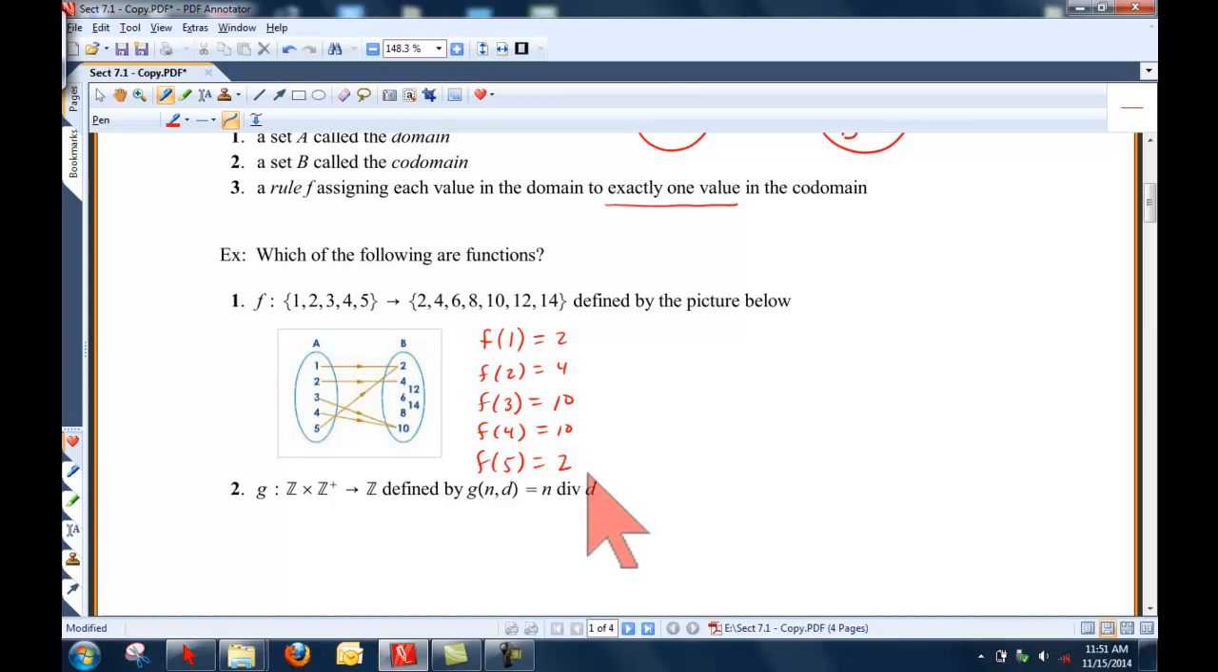Question, is it a function? Well, we have the two sets. We have a rule going from the domain to the codomain, and the distinguishing feature again is there is exactly one output for every input. Answer, yes. Notice that it doesn't matter that f(1) = 2 and also f(5) = 2. Nobody said that two different inputs could not go to the same output, just that one input could not go to two different outputs, and it doesn't.